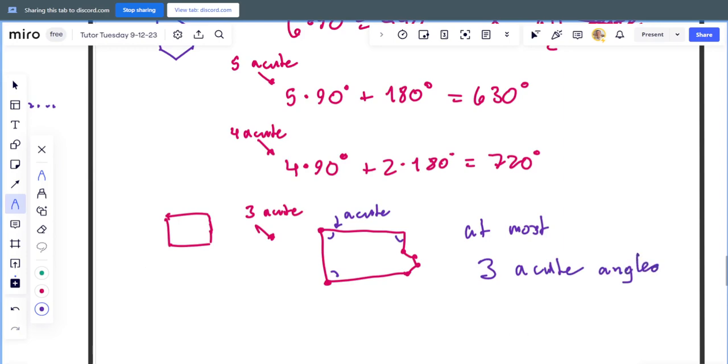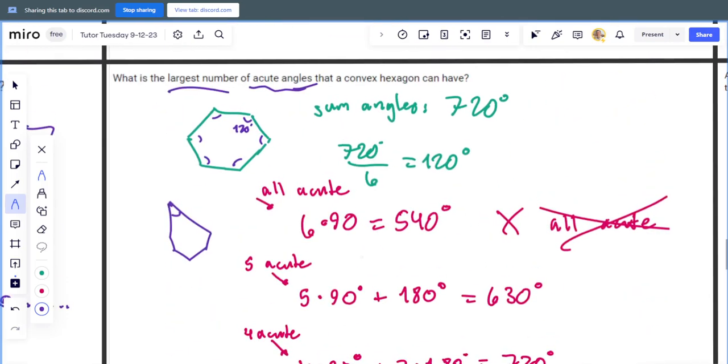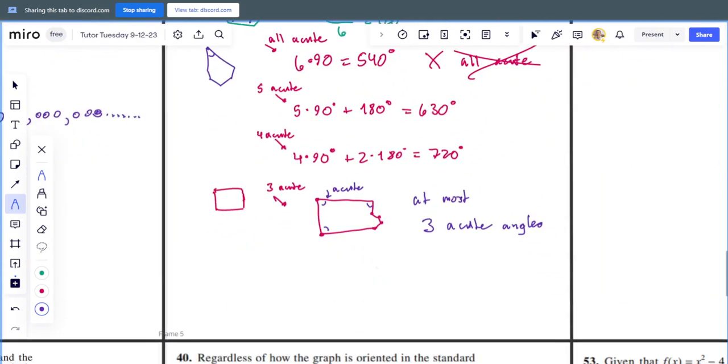4 would not work, and anything like 2 or 1 would just be too little, because we're asked for the largest number. Yeah, nice. 80 is less than 90. 9 minus 6 is 3. That's how I got 3. It kind of works.